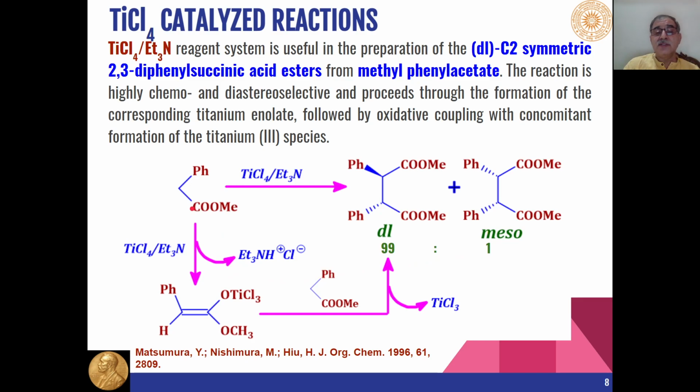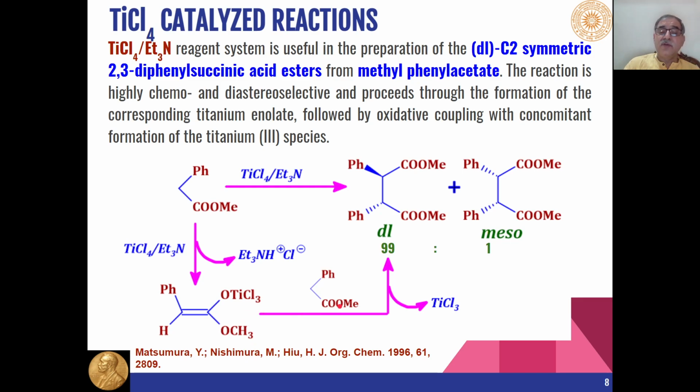The mechanism basically is that in the first instance, this methyl phenyl acetate interacts with TiCl4 and triethylamine, and the negative part of this TiCl4 adds to the oxygen of the carbonyl with the elimination of H from here, and a carbon-carbon bond is generated at this point, and we will get this type of intermediate with the removal of triethylammonium chloride, that is Cl from TiCl4 and H from methyl phenyl acetate, to give us this type of intermediate.